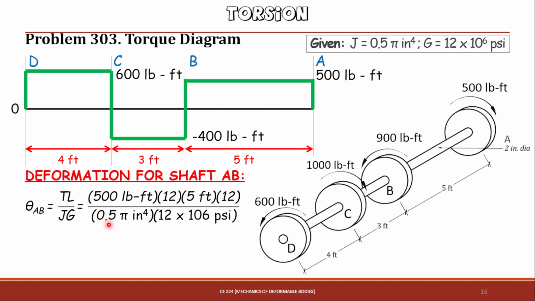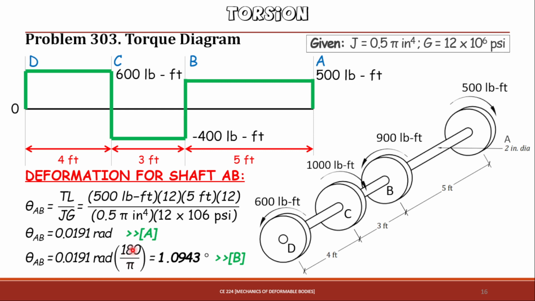All over J, the polar moment of inertia, 0.5 inches to the 4, times 12 times 10 raised to 6 psi. Okay? Solving in our calculators, we get the value 0.019 radians. And again, store it in A so you won't make a mistake with the angle of twist in degrees. Because it's in radians, we multiply by the conversion factor 180 over pi. We get our answer, the angle of twist in degrees, 1.0943 degrees. And again, we store that in B.